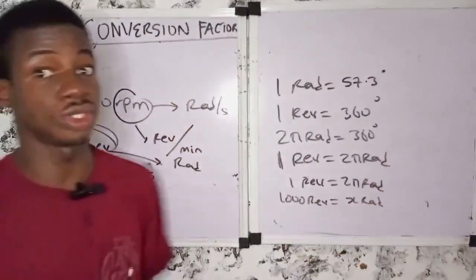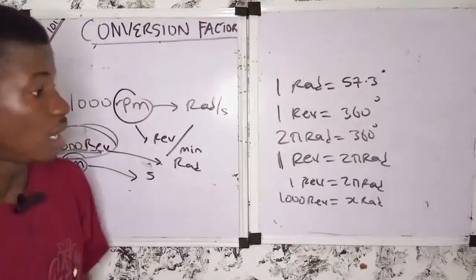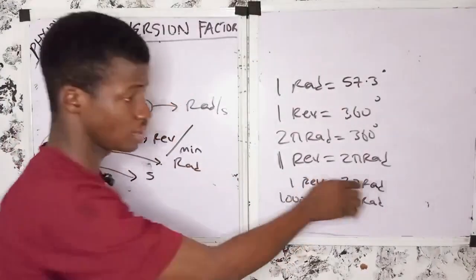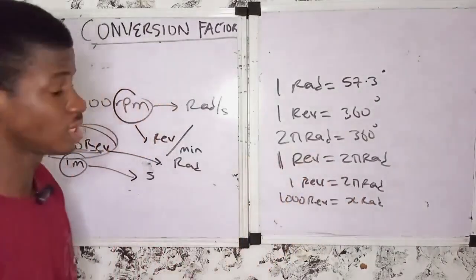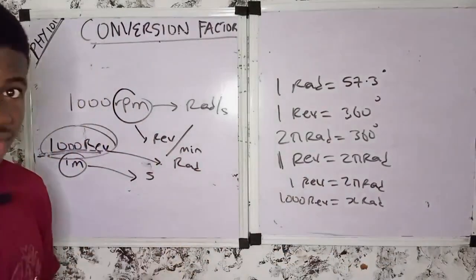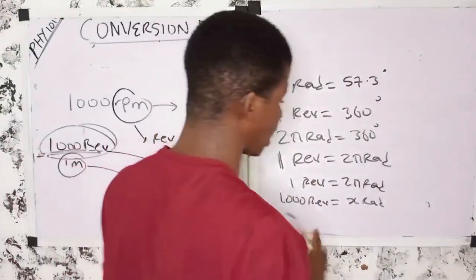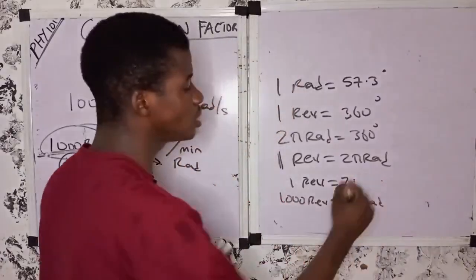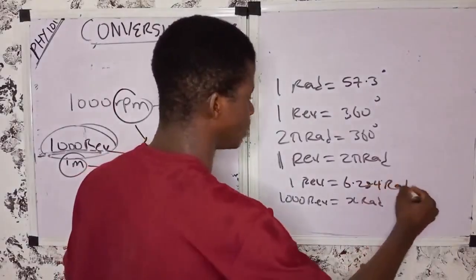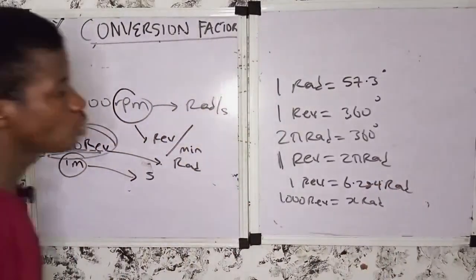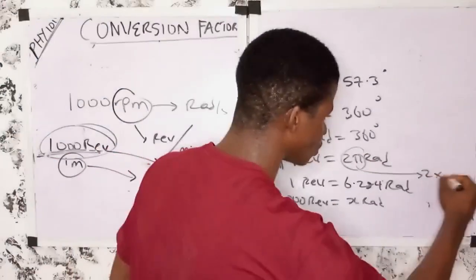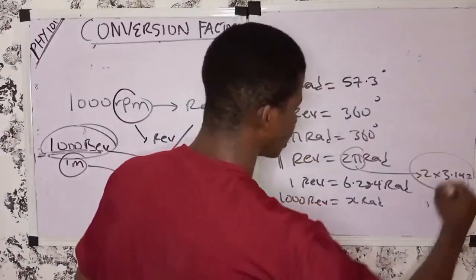Since they tell us to convert to radians per second, we need to multiply out this pi too. So let's continue. 2 pi radians: 2 times pi is what? Pi is 3.142, right? So 2 times pi is 6.284. So everything will be radians. I hope you guys understand. We all know that 1 revolution is equal to 2 pi radians, but 2 pi is 2 times 3.142. So if you multiply this, we get this.